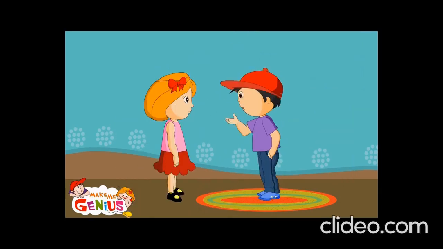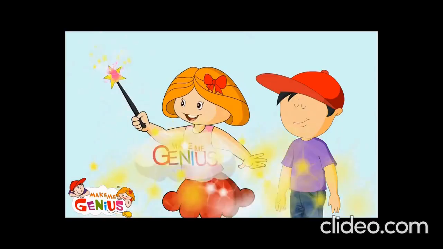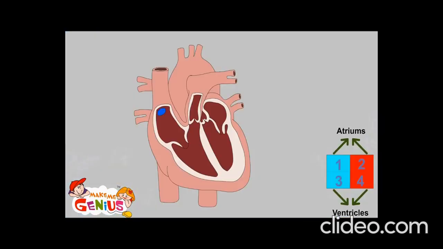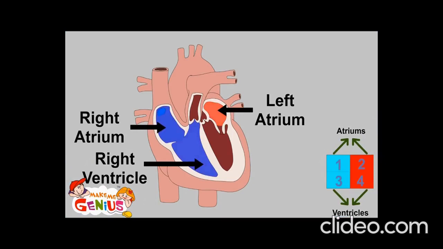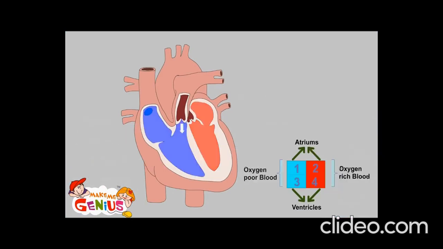Jenny, can you show me what happens inside the heart? Here we go. See here? The heart is made of 4 chambers. These are the right atrium, left atrium, right ventricle, and left ventricle. What happens in the left and right parts of the heart, right?